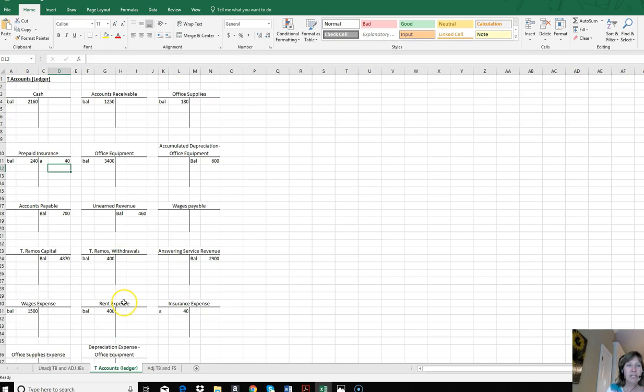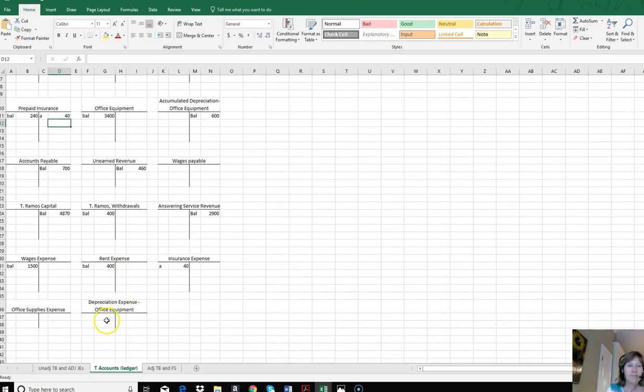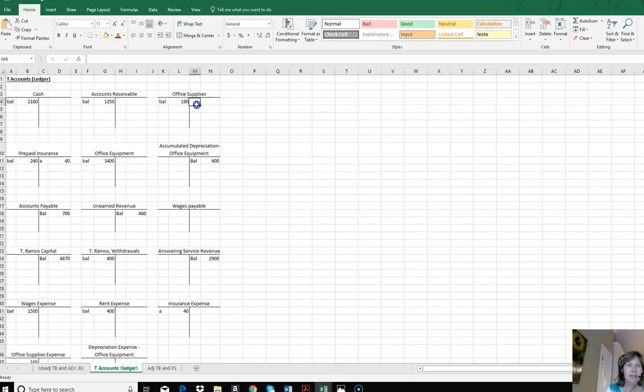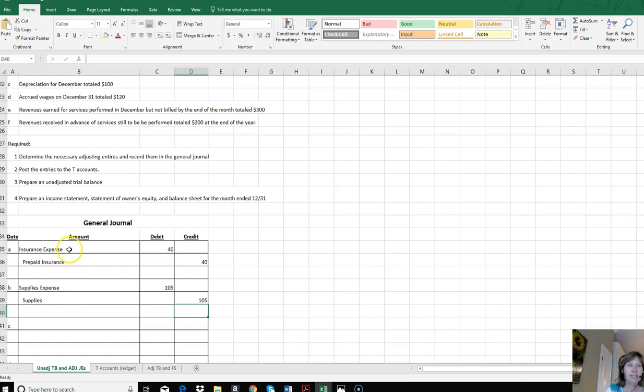So we're going to post office supplies expense of 105. And we're going to credit office supplies for 105. And notice that when I do that, I have 180 minus 105, and that gets me down to my new value that I wanted of 75. All right, let's look at letter C.